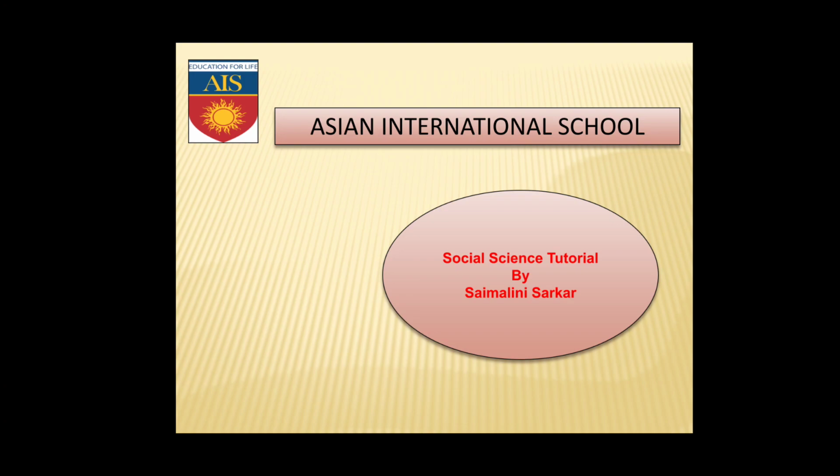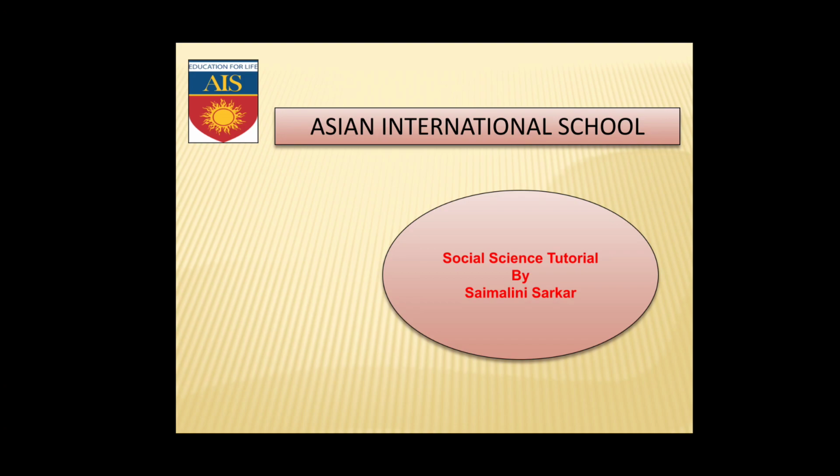Now students, before we start with the chapter, let me give you some information: social science is a subject in which various topics are included. For example, geography is there, history, civics, political science, economics. These are the parts of social science. Now, this chapter is based on civics.